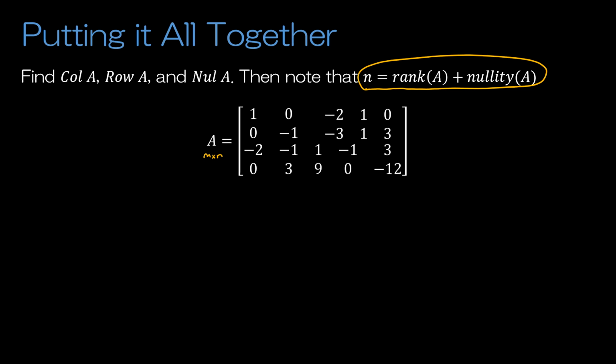So I'm going to go ahead and start the row operations up here because I know that we're going to run out of room. So I have 1, 0, negative 2, 1, 0. I'm going to keep row 2 exactly the same. I'm going to take 2 times row 1 plus row 3, so that gives me 0, negative 1, negative 4 plus 1 is negative 3, 2 plus negative 1 is 1, and 0 plus 3 is 3.